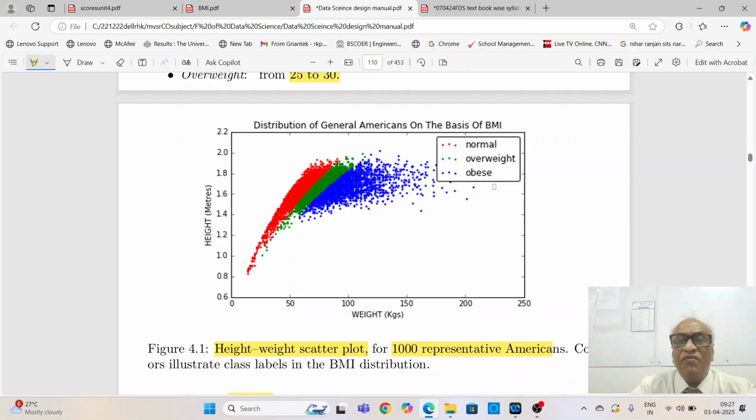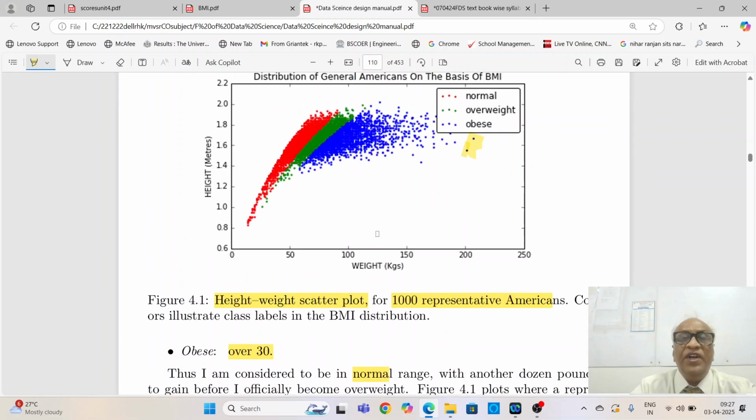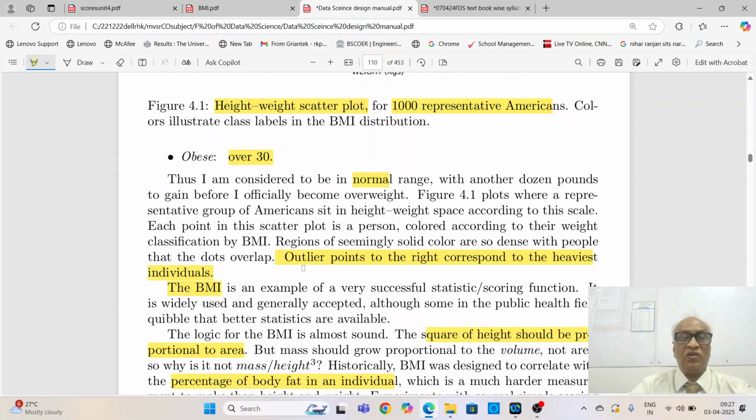What I can see here is that there are a few outliers also. For example, here there is an outlier who has crossed 200 kilograms of weight. You can see this blue color one indicates the obese people, and the red color one indicates the normal people. The height and weight combination of the body mass indicates the normal people, is it not?